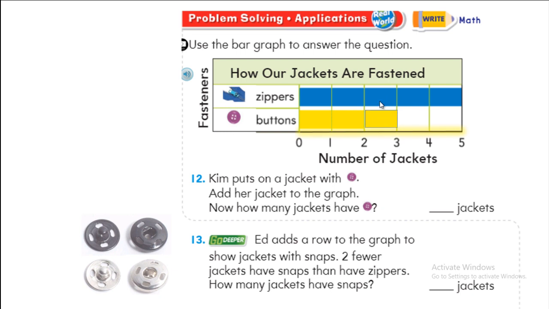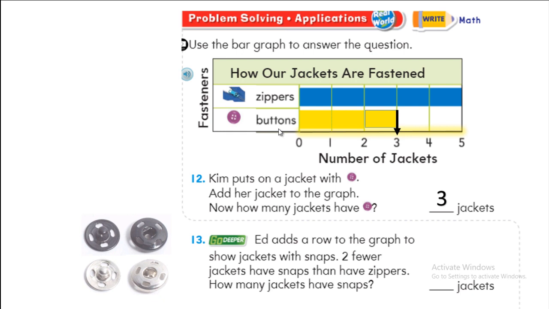Then we want to know how many jackets have buttons now. So we go to the end of the bar now, and go downwards to the ruler. 3 jackets have buttons. Ed adds a row. He doesn't only want zippers and buttons. He wants to add another kind of fastening for our jackets. So he has a jacket that's closed differently. It doesn't have a zipper and it doesn't have a button.